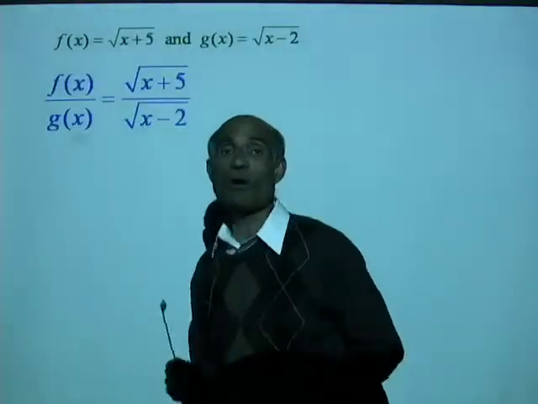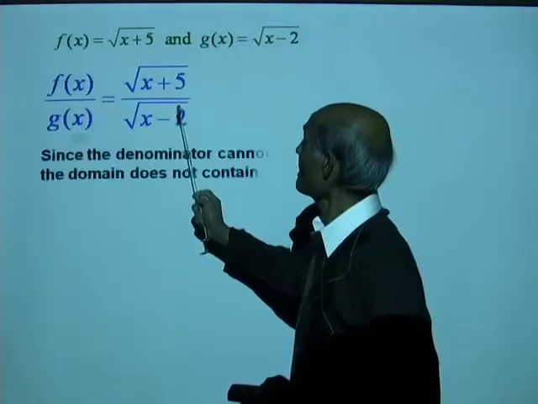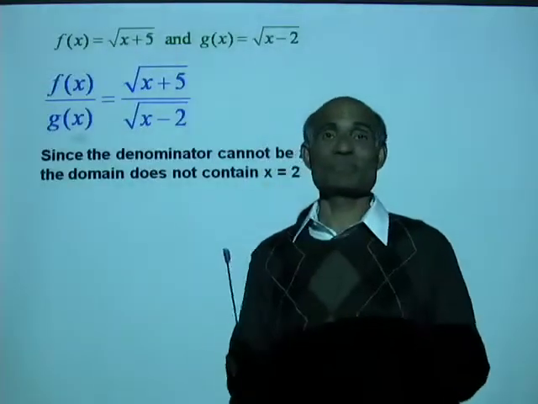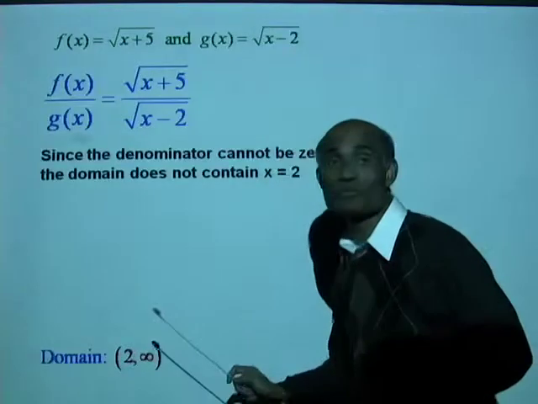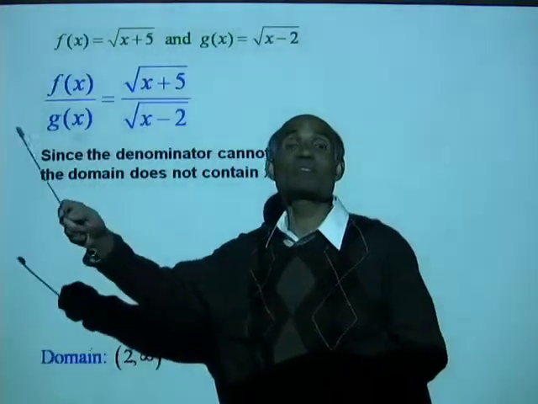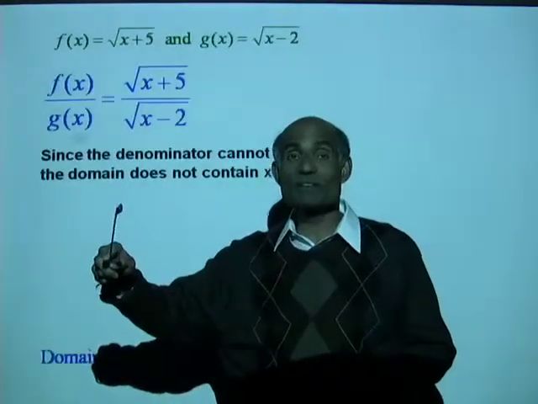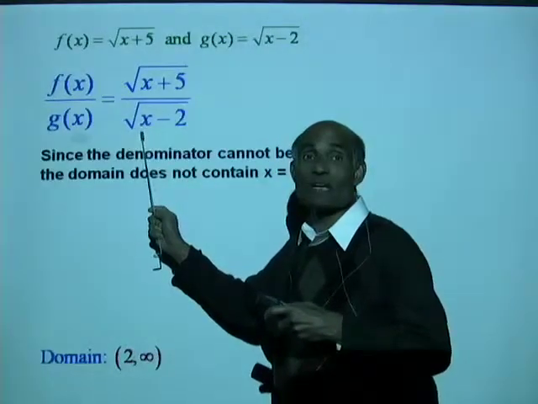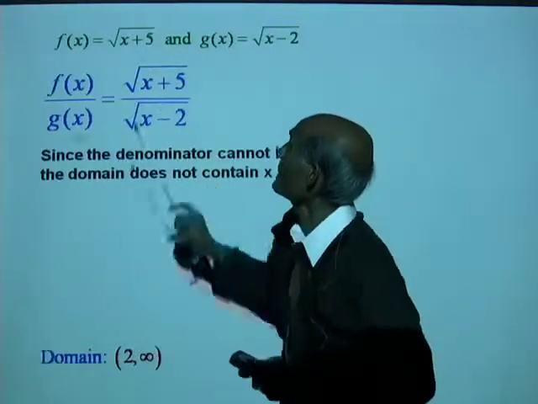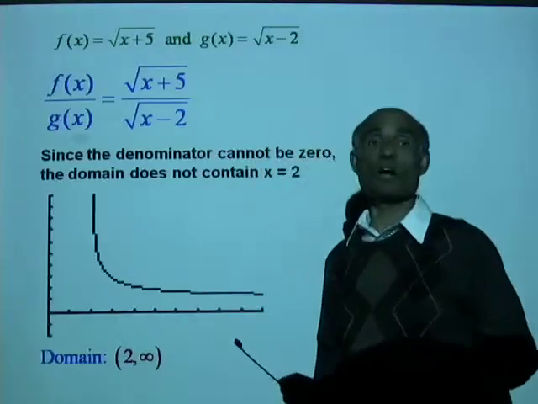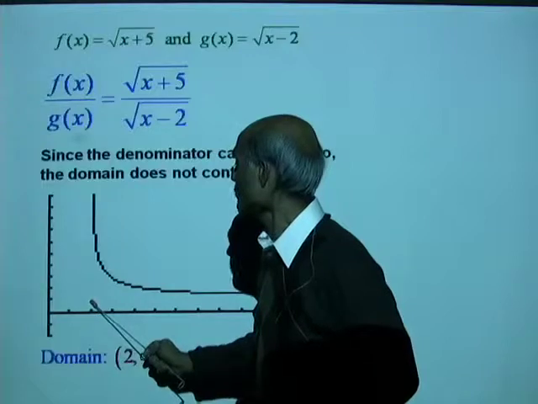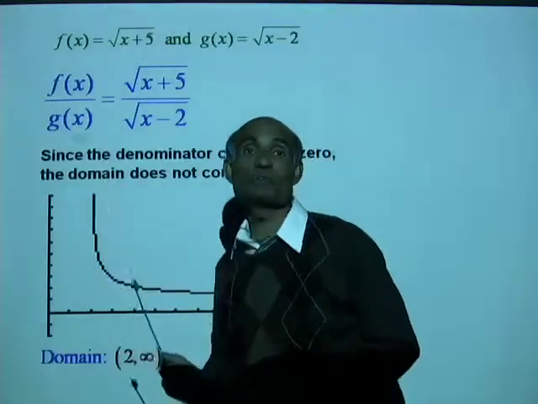Alright, how about f of x over g of x? Well, the denominator cannot be 0 in this case. Is that right? That means you cannot have x equal to 2. And so the domain will be 2 to infinity. Now, what is common to both these domains? The domain of the numerator is -5 to infinity. The domain of the denominator is 2 to infinity, where 2 is included. But because this is a denominator, 2 cannot be included, because when x equal to 2, that becomes 0. And therefore, the domain of the combined function is 2 to infinity, 2 not included. And this is the graph of f of x over g of x. You can see as x gets closer and closer to 2, the function goes to positive infinity.